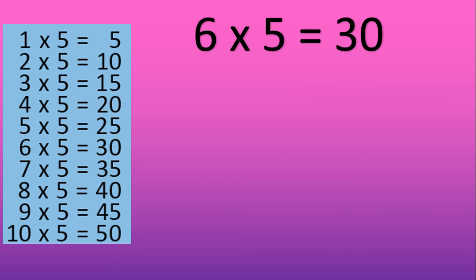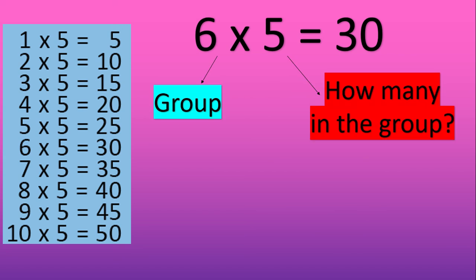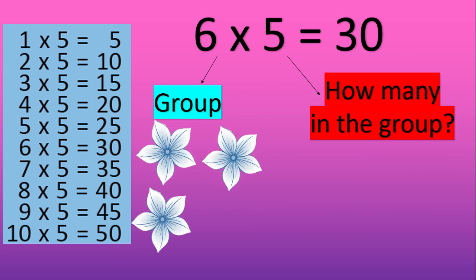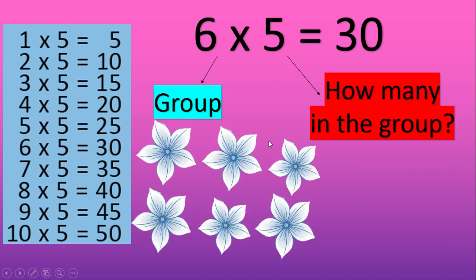Now I have 6 times 5, which is 30. So I have 6 groups of 5. So I have 6 different flowers, and each flower has 5 petals. So let's count in 5s. 5, 10, 15, 20, 25, 30. Therefore the answer is 30.